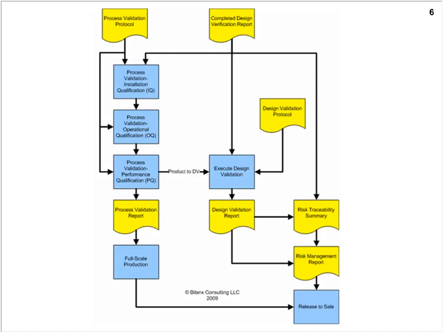And a completed traceability summary then is entered into the risk management report, as are the results from design validation. And that risk management report is one of the documents that is required to be completed before we release our product to sale. So these processes are all intimately linked together, and just because we've completed all the drawings and specifications and filled up our device master record doesn't mean we're ready to sell product yet.